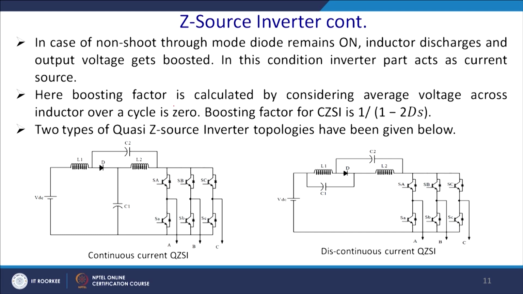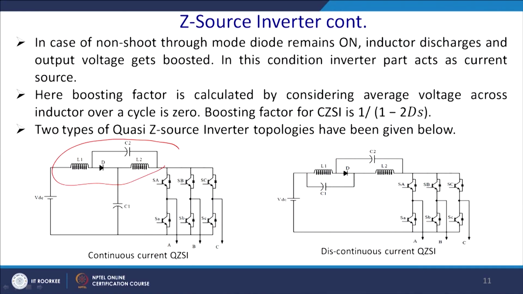Here the boosting factor is calculated by considering the average voltage across the inductor over a cycle as 0, and the boosting factor of this Z source inverter is 1 by 1 minus 2 Ds. So, you can maximum give a 50% duty cycle, otherwise there will be instability.